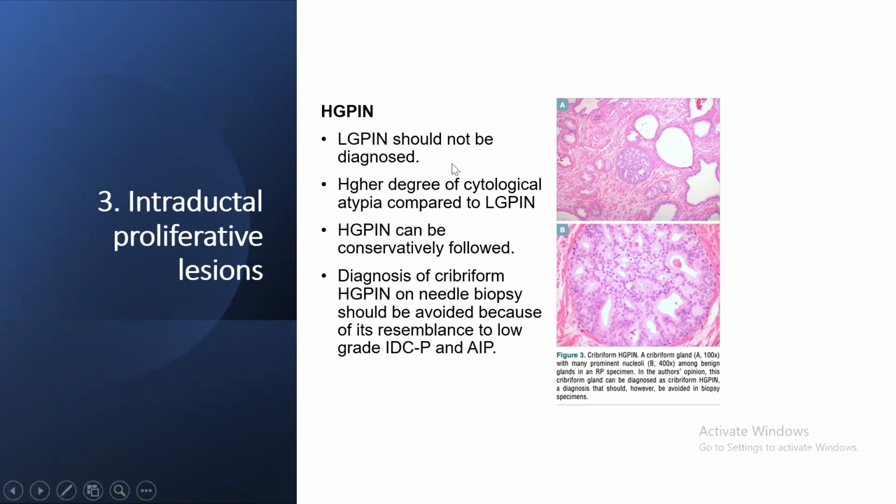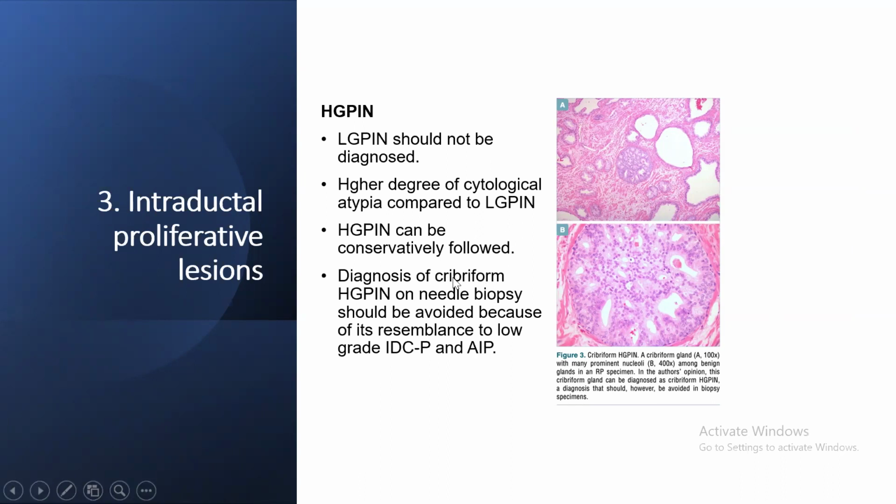If the cytological atypia is slightly higher than what we see in low-grade PIN, we will call the entity high-grade prostatic intraepithelial neoplasia. The prognostic significance is that once we identify it and there is no associated lesion or carcinoma, it can be conservatively followed.